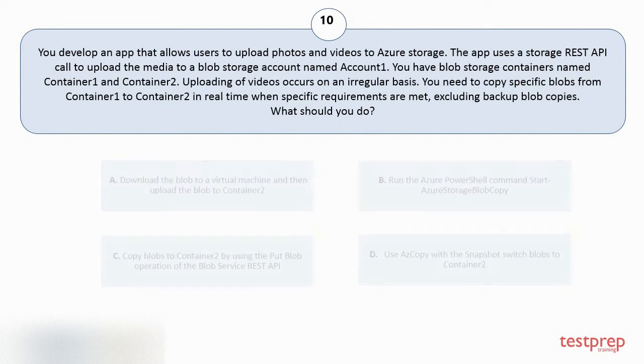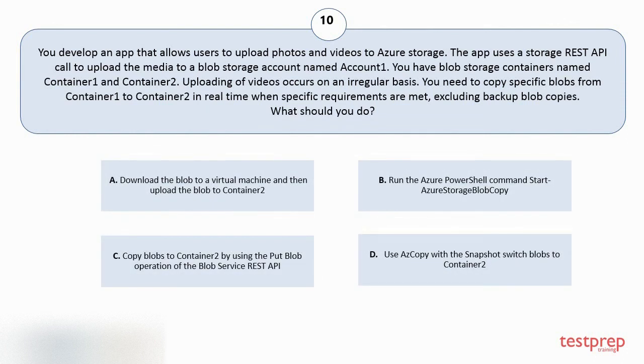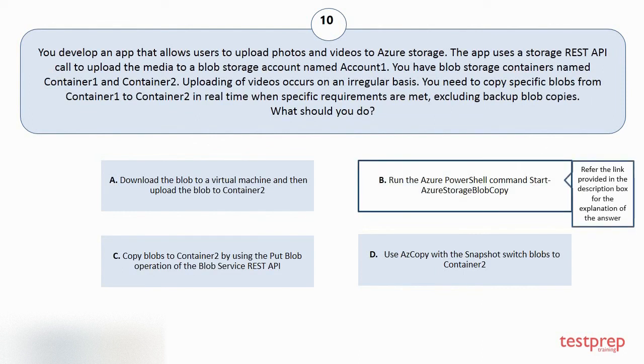Your options are A. Download the blob to a virtual machine and then upload the blob to Container 2. B. Run the Azure PowerShell command Start-AzStorageBlobCopy. C. Copy blobs to Container 2 by using the Put Blob operation of the blob service REST API. D. Use AzCopy with a snapshot switch to copy blobs to Container 2. The correct answer is option B.